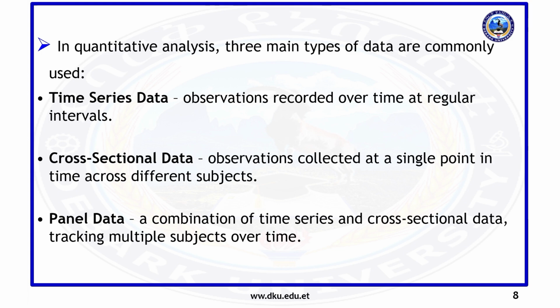Simply to visualize it, time series is one line over time, and cross-sectional data is many points in a snapshot. Panel data, thus, is many lines, each representing a subject moving over time. Understanding the type of data you have is crucial because it determines which analysis techniques are appropriate.